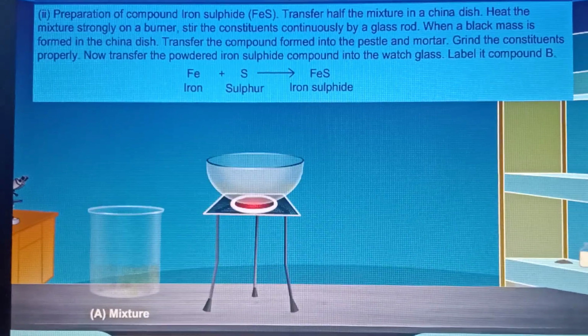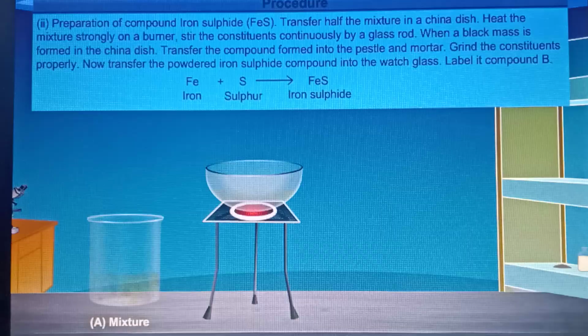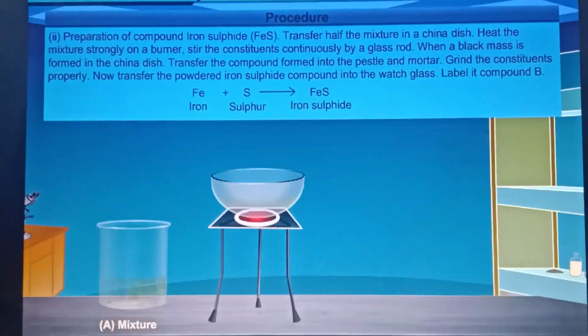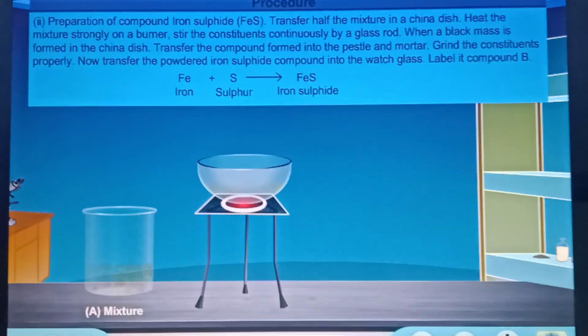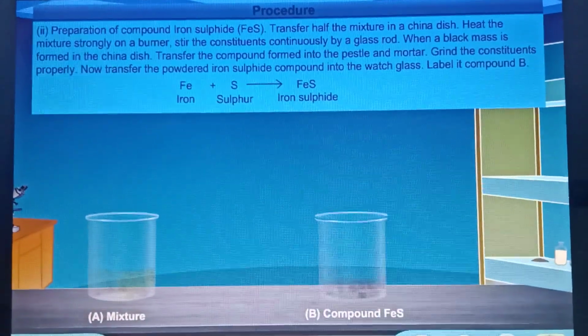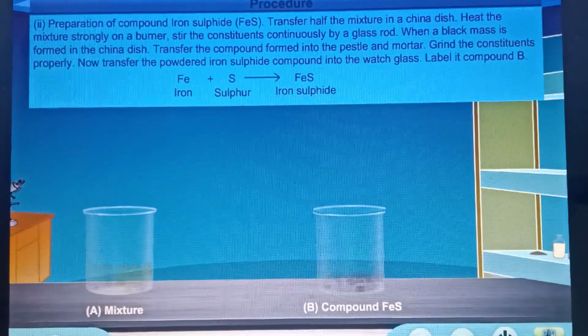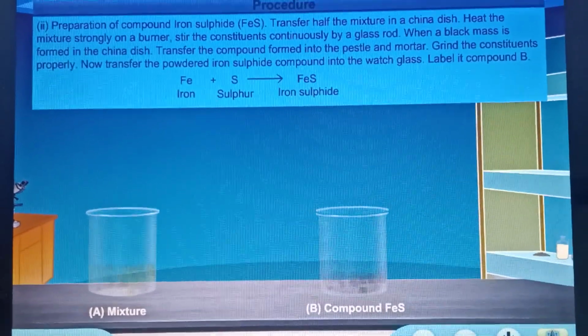2. Preparation of compound iron sulfide or FeS. Transfer half the mixture in a china dish. Heat the mixture strongly on a burner. Stir the constituents continuously with a glass rod. When a black mass is formed in the china dish, transfer the compound formed into the pestle and mortar.